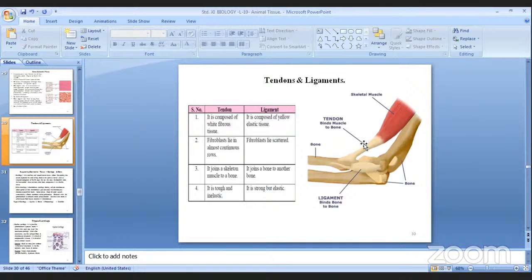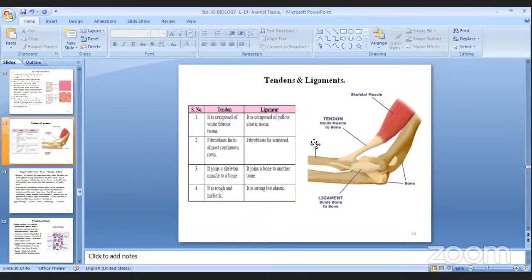And the one which binds bone to bone is the ligament. See here, bone to bone. This is also a bone. This is also a bone. This is also a bone. And this is known as the ligament.